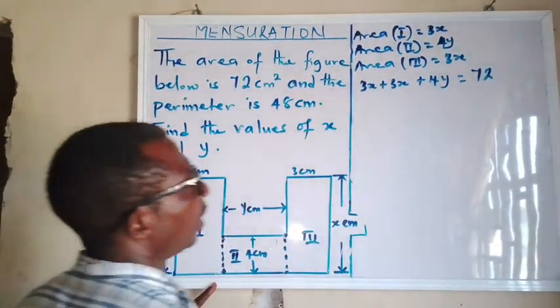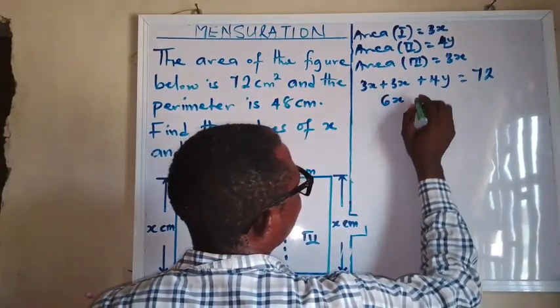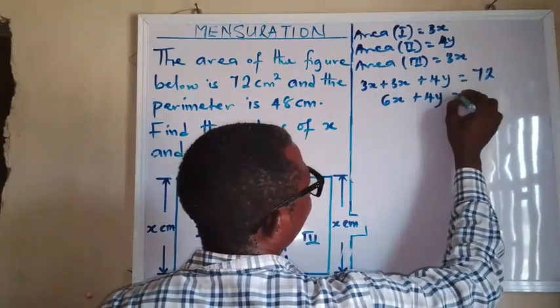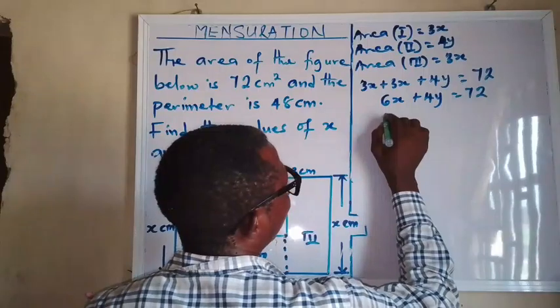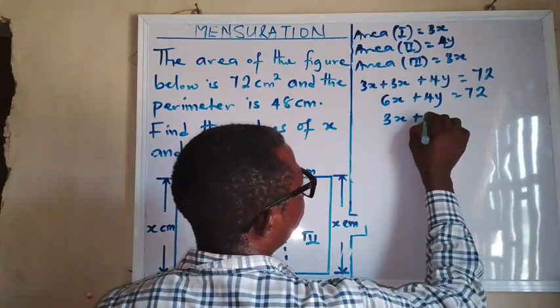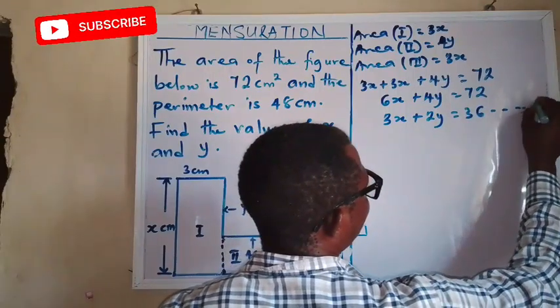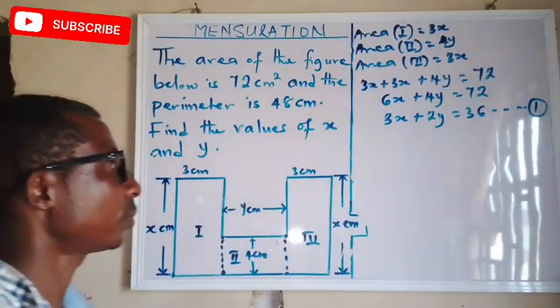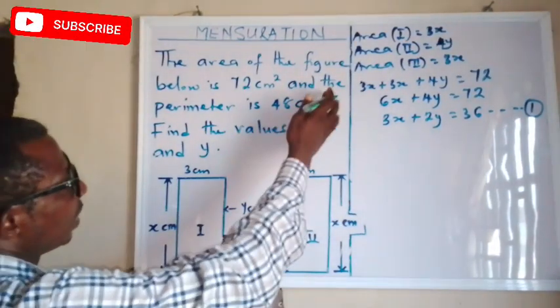All right, so now let's tidy up this. When you add this, we have 6x plus 4y equals 72. So you divide through by 2. This becomes 3x plus 2y equals 36. So this is equation 1. All right, now let's look at the second part of the question.